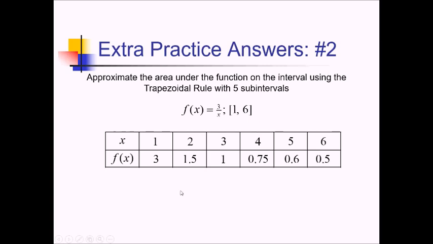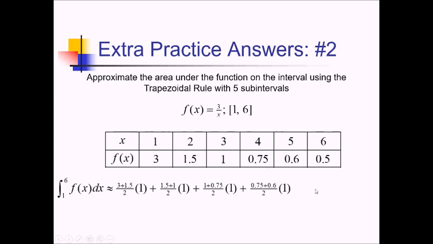Setting up our trapezoidal rule, we can say the integral from 1 to 6 of f of x is approximately equal to, and now we have to add these two things, divide by 2, and multiply by the height. So we have 3 plus 1.5, those are the bases, over 2, because we're averaging them, times the height of 1, the distance between 1 and 2 there. For the next one, we've got 1.5 plus 1 over 2, times a height of 1. These are all going to have a height of 1, so it's really just the numerators that are going to change. For the next fraction, we've got 1 plus 0.75 on top, then it's 0.75 plus 0.6 on top, and then 0.6 plus 0.5 on top.